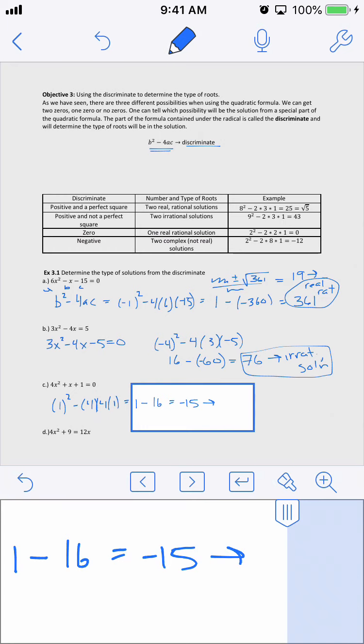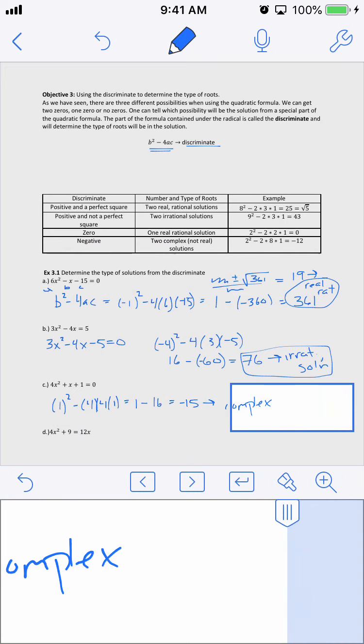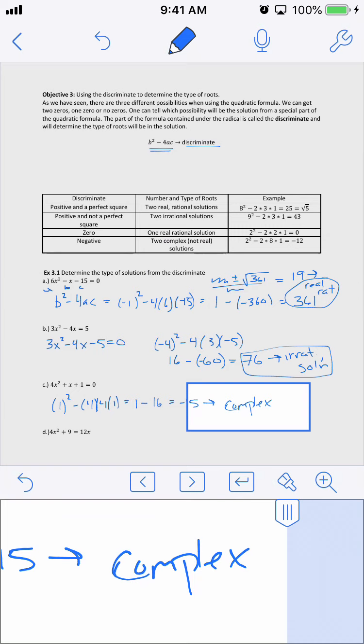What does that tell me? Well, if that's under the radical, I have a problem. But that tells me there is no answer here. It doesn't matter how far off it is. It doesn't matter if it's decimal. There is no answer here. There is no real number that is going to solve this. So what I have is two complex solutions, or two imaginary solutions. I have two solutions that do not work.